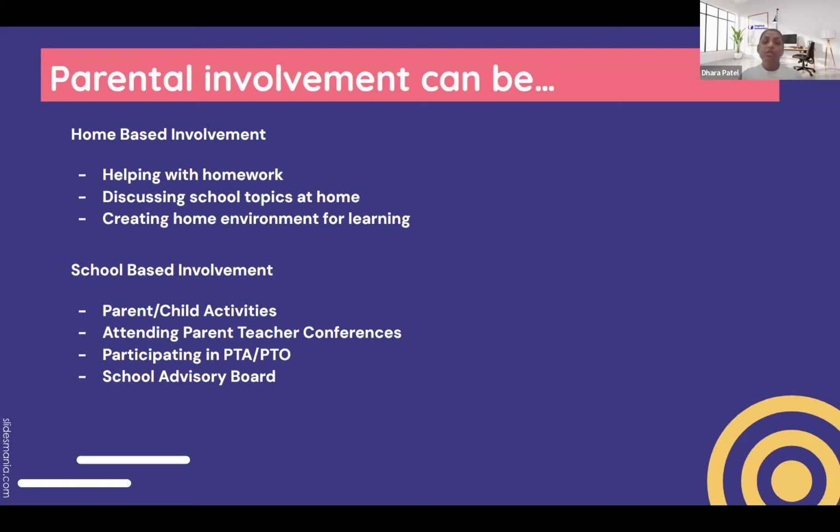And again, the reason why I'm bringing this up is because it is so important to remember not to forget those that are doing a lot of work at home with their kids. Just because they don't show up at school does not mean that they don't care, right? It's not safe to assume that if you don't see them, they're not invested.